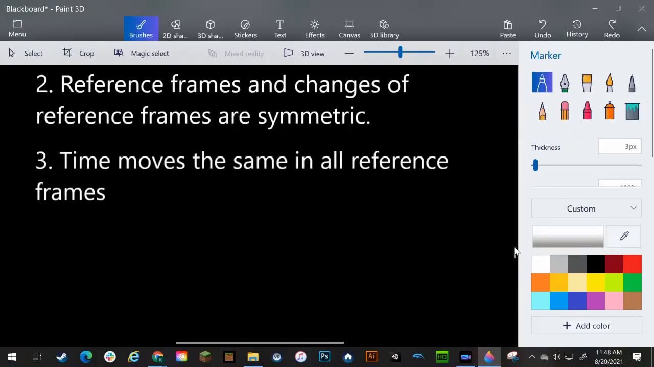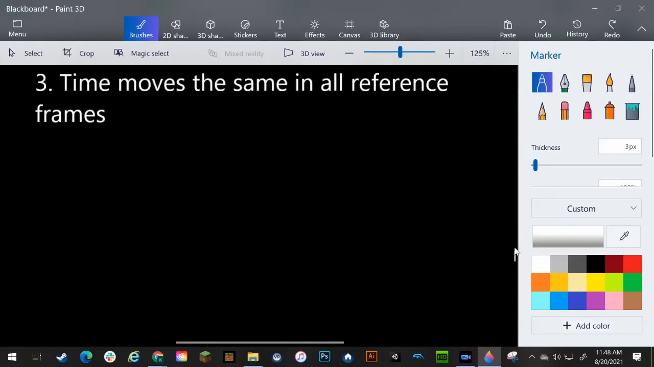2. Reference frames and changes of reference frames are symmetric. This is still true for most objects, although not for things traveling at the speed of light. But we know that for Bob and Carl, they'll still see each other moving away at the same speed. So that leaves this third axiom, that time moves the same in all reference frames. So let's get rid of that and let's replace it with the assumption that the speed of light is constant.